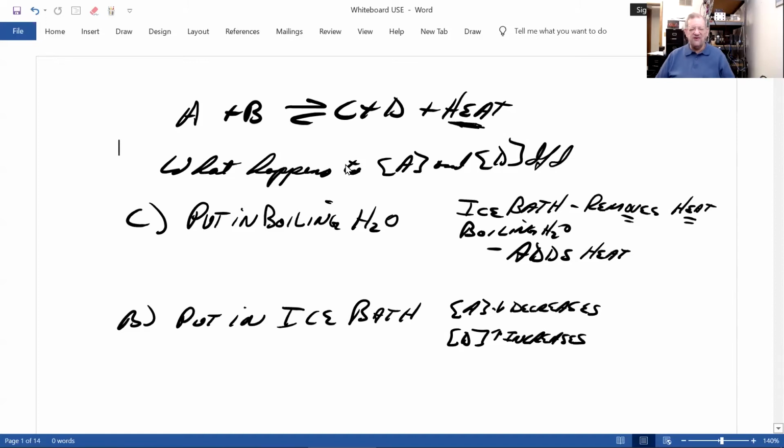And the equilibrium says, oh no, I have too much heat. I've got to get rid of it. How can it get rid of it? Heat reacts with C and D to make more A and B. When something reacts, it's consumed. So if heat is consumed, you lower the amount of heat. You're also going to react D, which means the amount of D, when you consume something, will decrease.